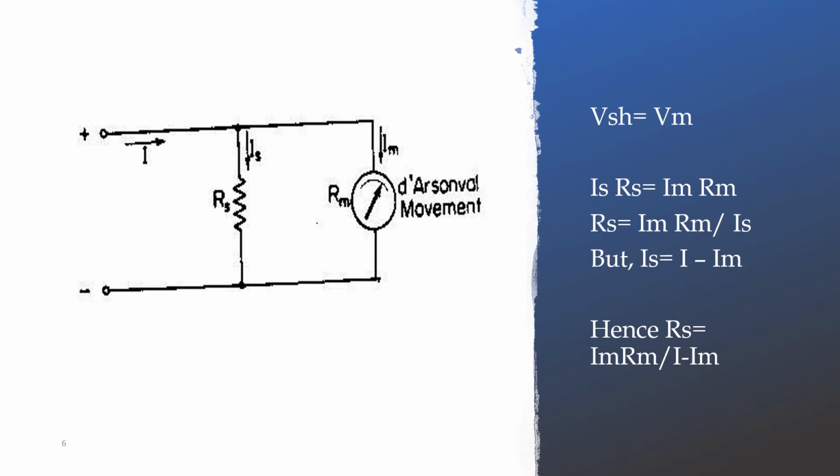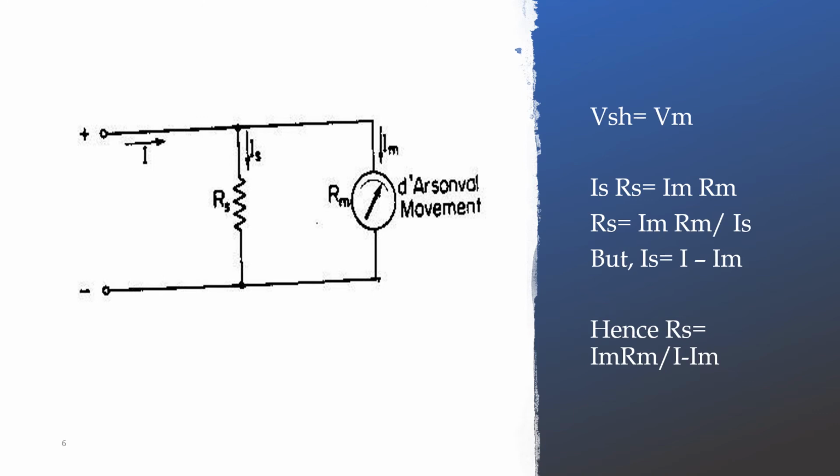In the equations shown in this slide, we have seen that the voltage across the resistor Rs, V shunt, is equal to the voltage across the meter, that is Vm. V shunt can be given as Is into Rs. Is is the current flowing through that shunt resistor. Im is the current flowing through the D'Arsonval movement. Even the D'Arsonval movement meter has internal resistance of Rm. Now, Rs can be calculated as Im Rm by Is.